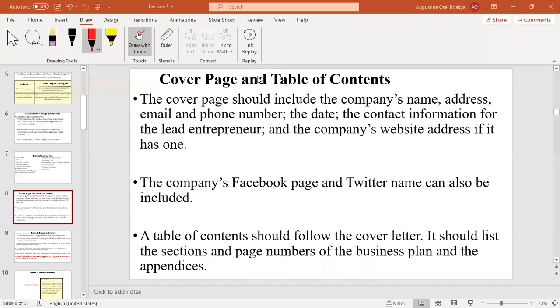So these days, there are so many softwares you can be using to synchronize your table of contents with the actual content as you write. And I'm sure you did some of these things in your MIS.